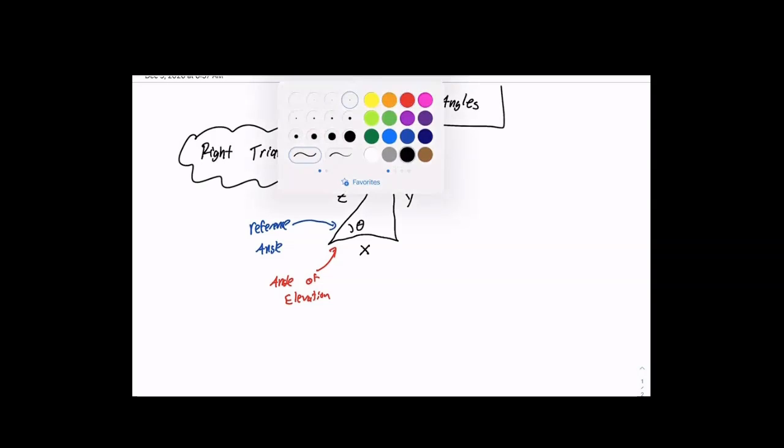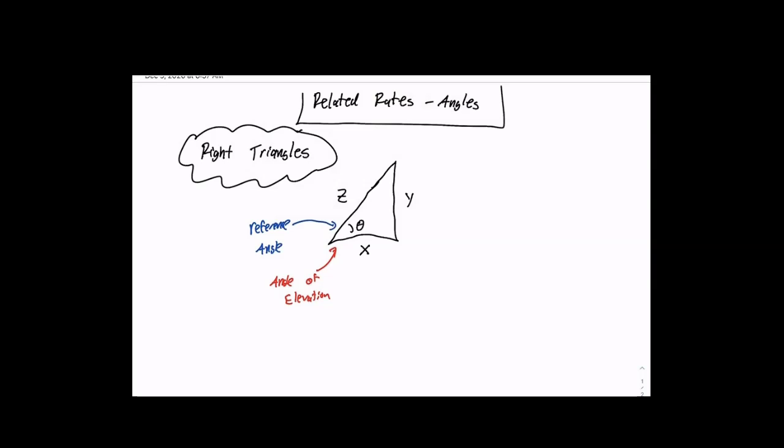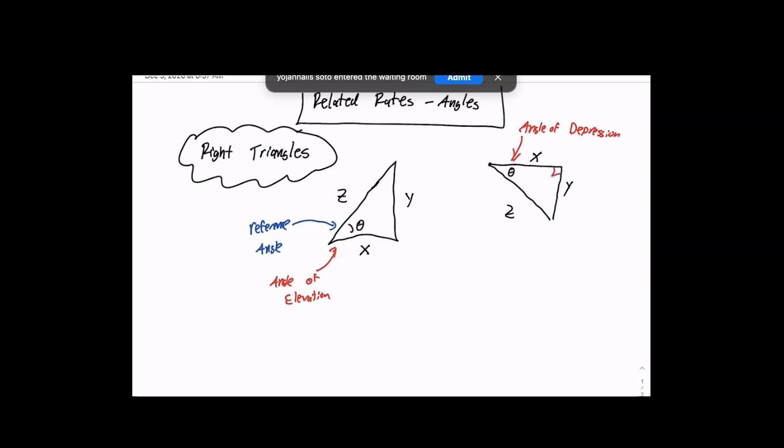And if we were to be talking about other problems, we might have it like this, and then x, y, and z. And of course, this right here is the angle of depression. Which they turn out to actually be the same angle, in regards to how we do these problems.